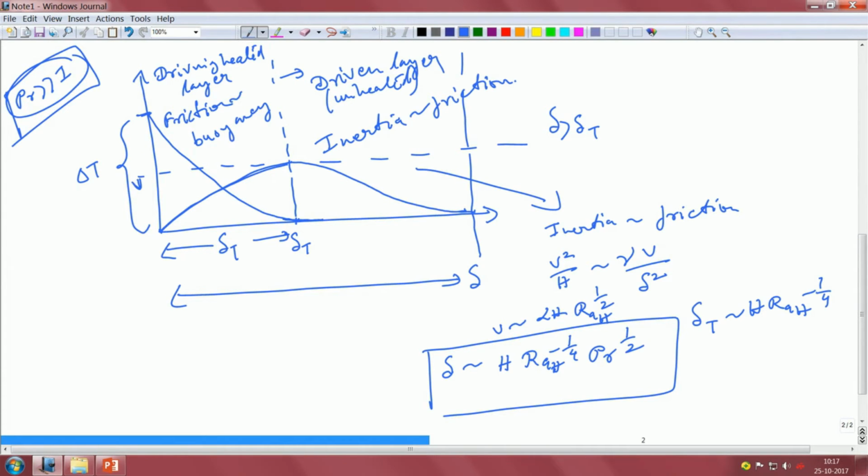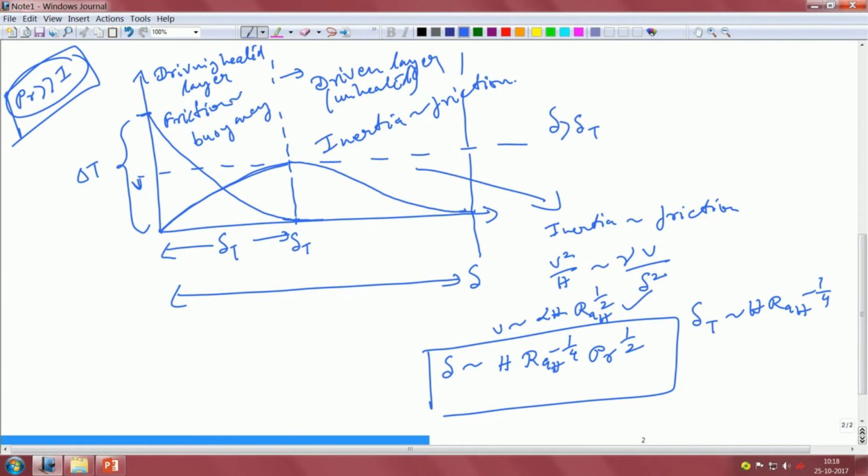So, in the Prandtl number much greater than 1 situation, to recap, you have basically two zones. The driving heated layer is basically a balance between friction and buoyancy, where the relevant thermal boundary layer is delta t, and the velocity scale comes from this particular analysis, which is given over here, and the Nusselt number is also given in the same way.